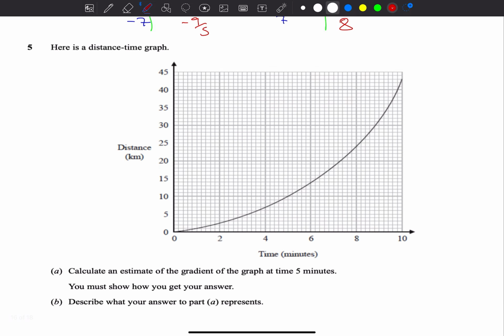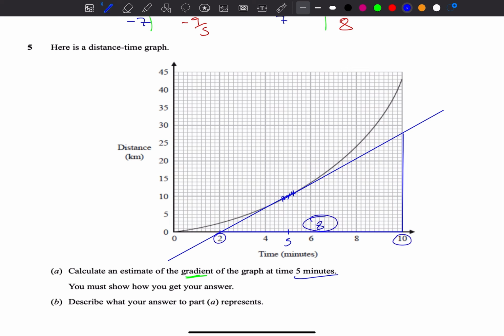Estimate a gradient. Gradient means do the tangent, of course, at 5 minutes. Where is 5 minutes? 5 minutes is here. One cross before, one cross after, straight line. Another straight line out, a little bit like that. I'm going to go here to here, here to here. That's 10. That's roughly 2-ish. Let's say 2. So total is 8 in here.